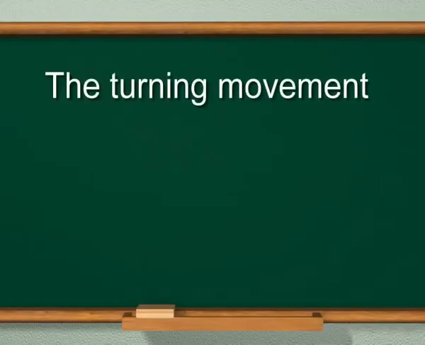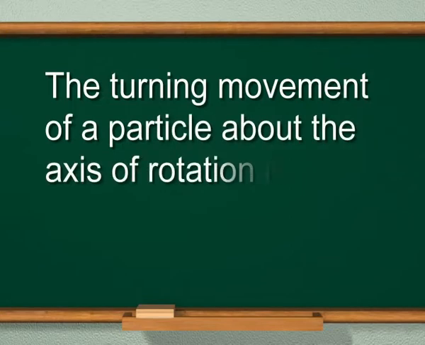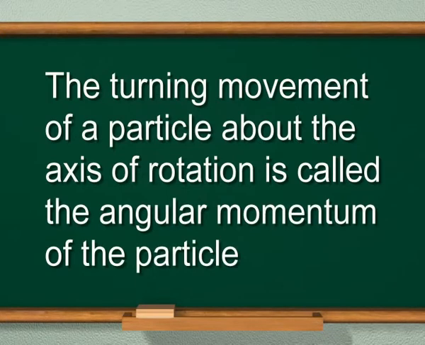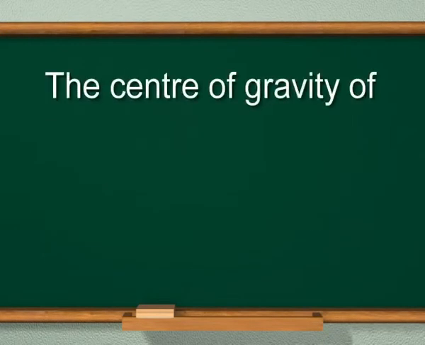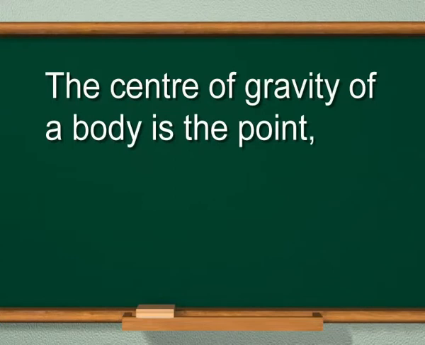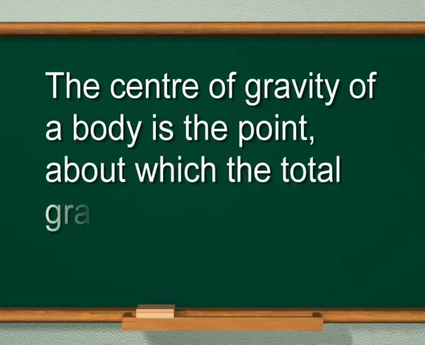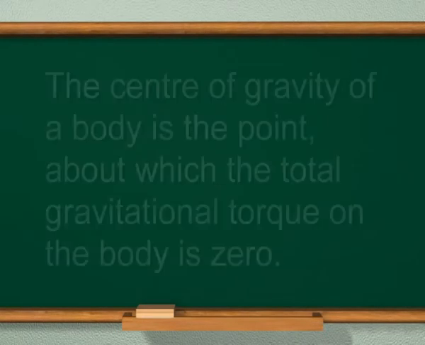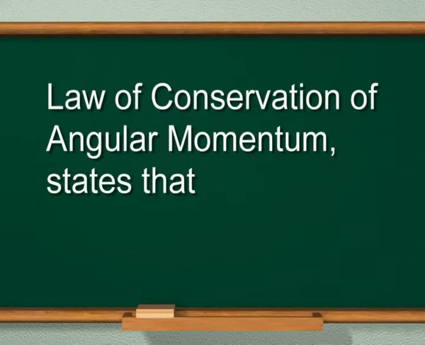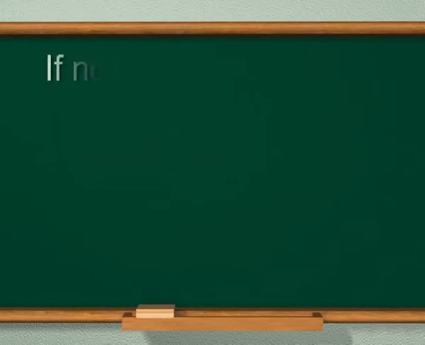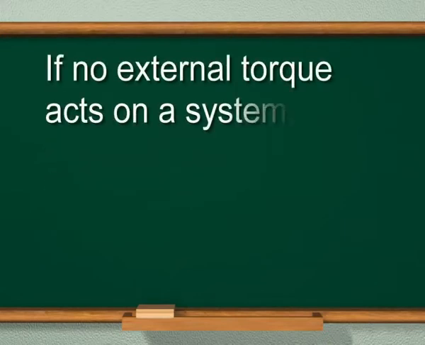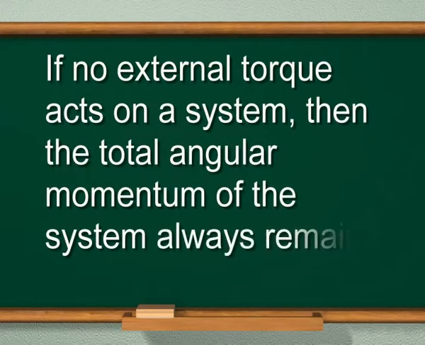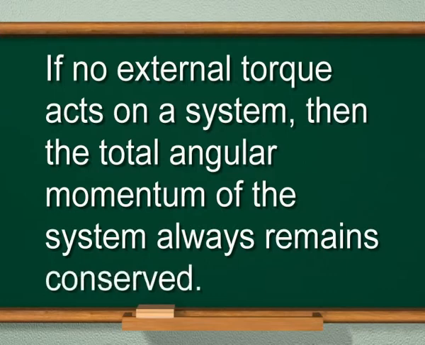The turning movement of a particle about the axis of rotation is called the angular momentum of the particle. The center of gravity of a body is the point about which the total gravitational torque on the body is zero. Law of conservation of angular momentum states that if no external torque acts on a system, then the total angular momentum of the system always remains conserved.